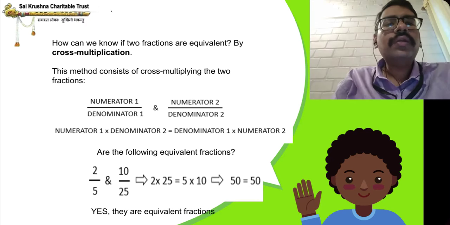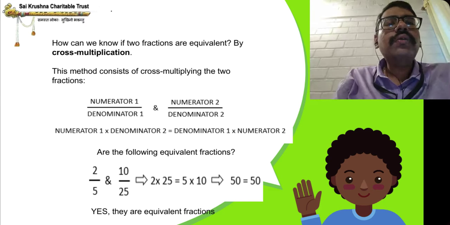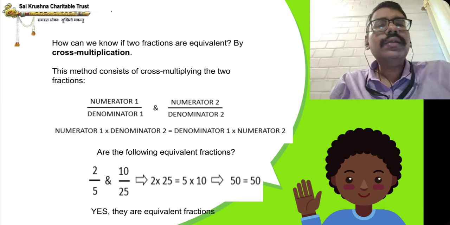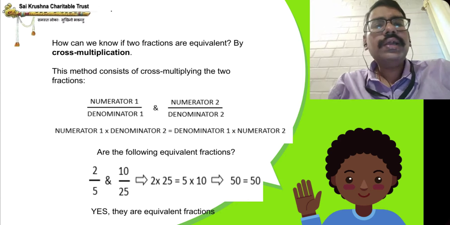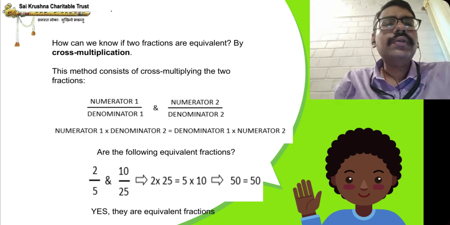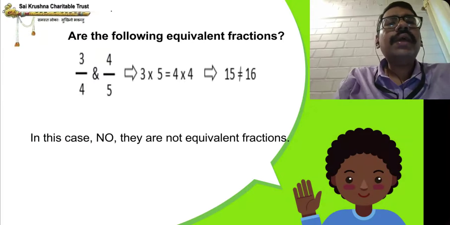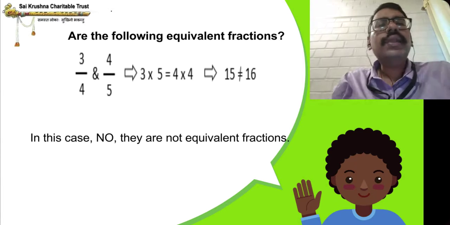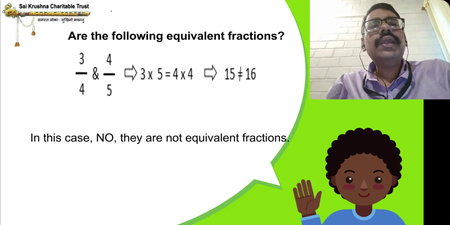Now example, 2 by 5 and 10 by 25. You have to check if these are equivalent or not. Now, 2 into 25. Why have we done 2 into 25 here? Numerator 1 is 2 and denominator 2 is 25, which is equal to 5 into 10. Why 5 into 10? Denominator 1 is 5 and numerator 2 is 10. So 50 is equal to 50. They are equivalent fractions. Here, 3 by 4 and 4 by 5. The numerator 1 into denominator 2 should be equal to denominator 1 into numerator 2. 3 into 5 is equal to 4 into 4. Are they equal? Is 15 equal to 16, children? No. So they are not equivalent fractions.